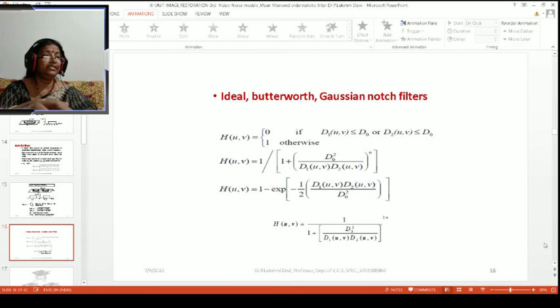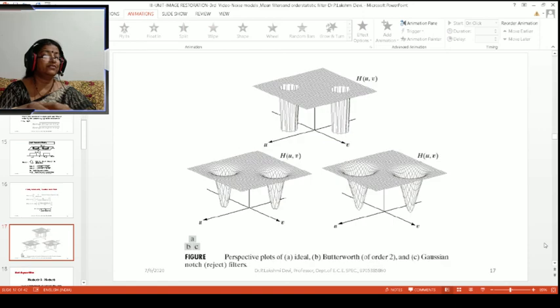So these are the different transfer functions of ideal, Butterworth and Gaussian notch filters. In the perspective plots here you can observe ideal, Butterworth and Gaussian notch reject filters, notch pass filters and notch reject filters. How do you show the difference while observing the perspective plots of these filters? Whenever we are showing the exposed areas towards the downward direction, that itself indicates a rejecting phenomenon. Towards the upward direction, that itself indicates pass, that is, the notch pass filter representation.